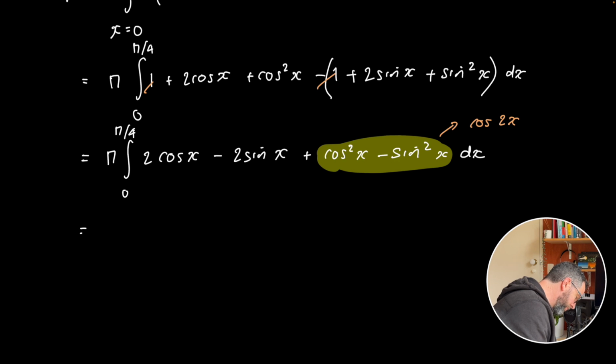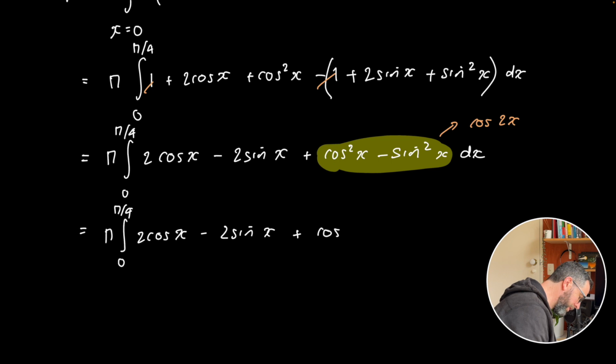Right, we'll just take those bits along for the ride one more time. I won't integrate, I'll just do the integral all in one hit once we're ready. Minus 2 sine x plus cosine 2x dx. And now these are all things that I know how to integrate.